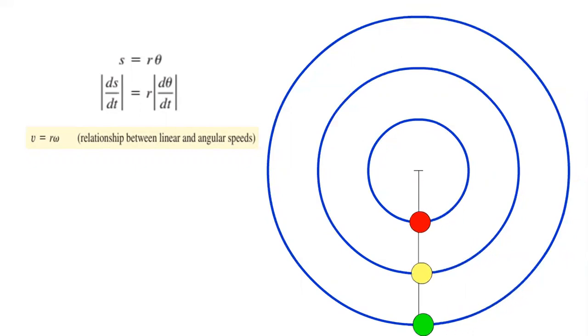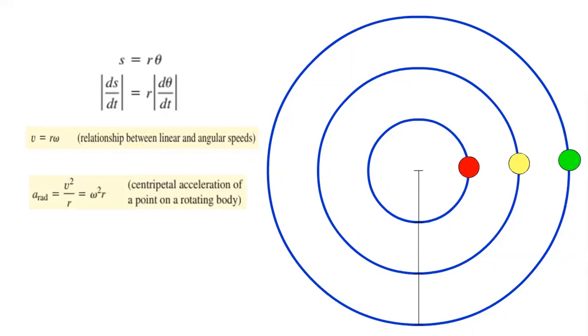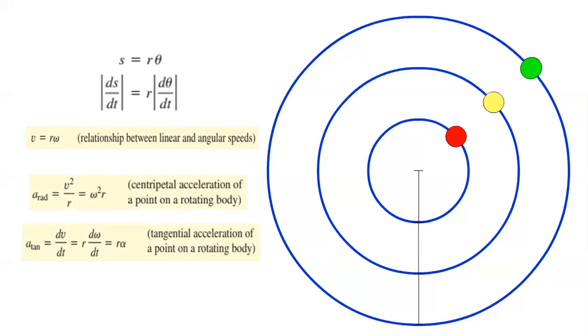The linear acceleration in rigid body rotation. We can represent the acceleration of a particle moving in a circle in terms of its centripetal and tangential components. The centripetal component of acceleration is associated with the change of direction of a particle's velocity, while the tangential component of acceleration acts to change the magnitude of the particle's velocity and is equal to the rate of change of speed.